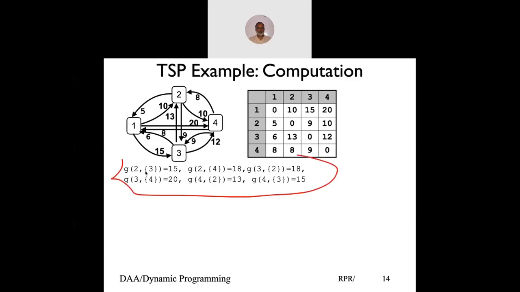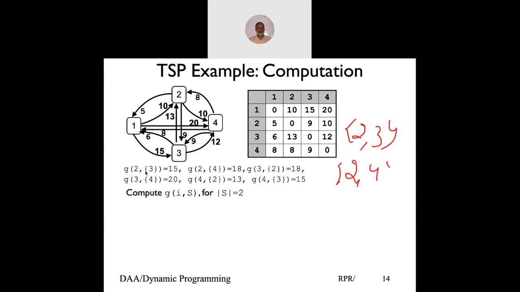Sorry. We are done with G(2, {3}), G(2, {4}), then G(3, {2}), G(3, {4}). Now we start looking at set size 2. Now for set size 2, my possibles are, if we look at {2, 3}, {2, 4}, I have only again 3 sets of set size 2, and we need to compute each of these. So let's look at how we go about doing it.